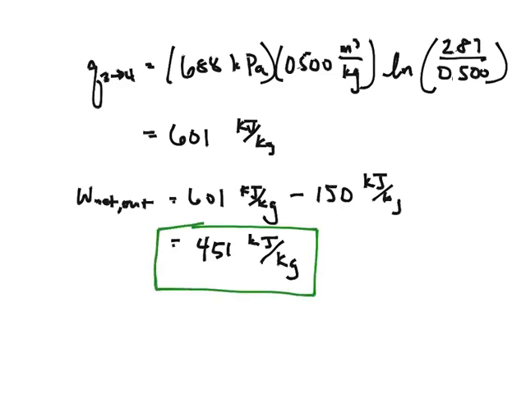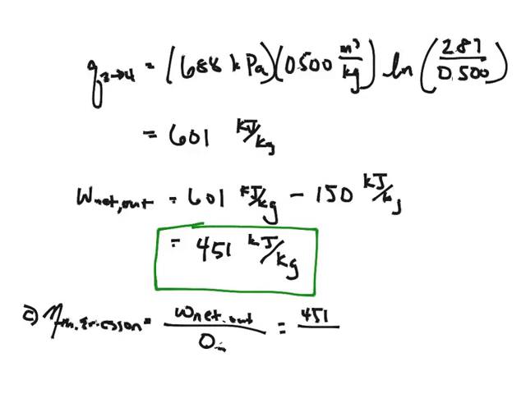Okay, and then finally part C of this problem asks us what is the thermal efficiency of this cycle, and we're going to use our standard definition, which is net work out, what we're trying to get, divided by what we have to put in, Q in, and so this is 451 kilojoules per kilogram over 601 kilojoules per kilogram. And so we get 0.69 or 69% efficiency.